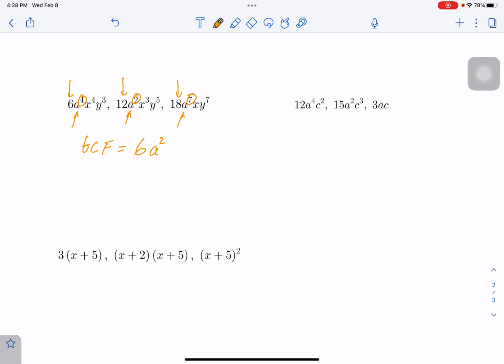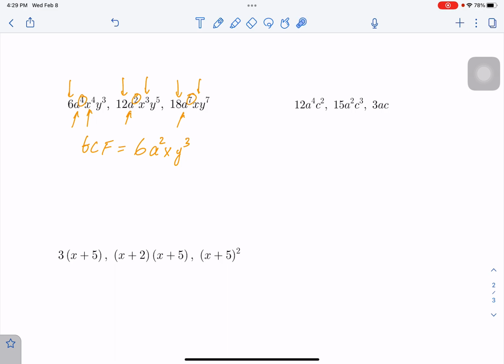What about X's? Do they all have some X's? They do. I've got 4 X's here. Let's bring this back. I've got 4 X's here, I've got 3 X's here, and I've only got 1 little X there. So the most I can take out of all of them is only 1. And what about Y's? Well, 3 Y's, 5 Y's, 7 Y's. The most I can take out is 3 out of all of them. And that's my GCF for those.